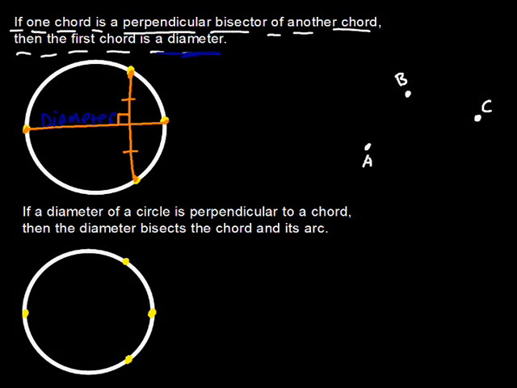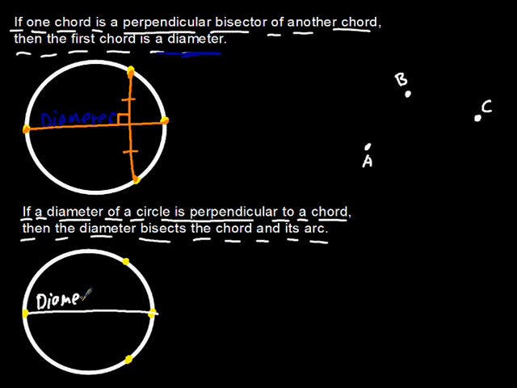Alright, this second property down here: if a diameter of a circle is perpendicular to a chord, then the diameter bisects the chord and its arc. So we're saying if this right here is a diameter, and then this chord here goes to the center, let's put the center up there, then we know if this is perpendicular, therefore this segment here is congruent to this segment there. How does that help us out?